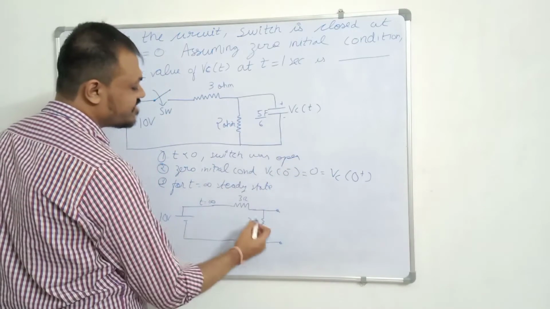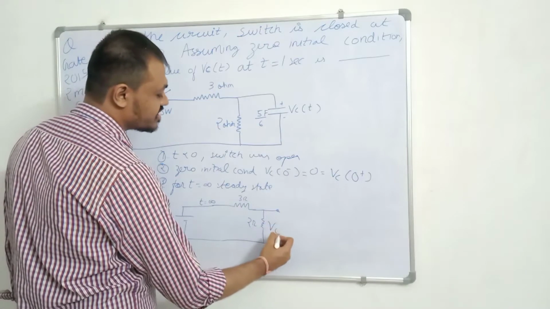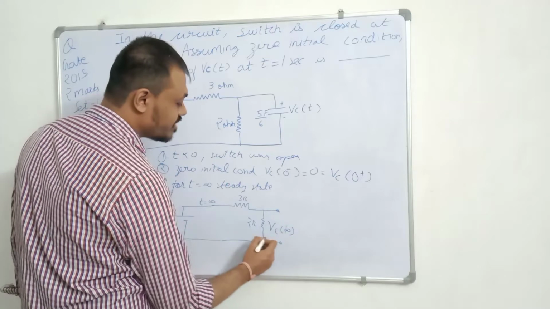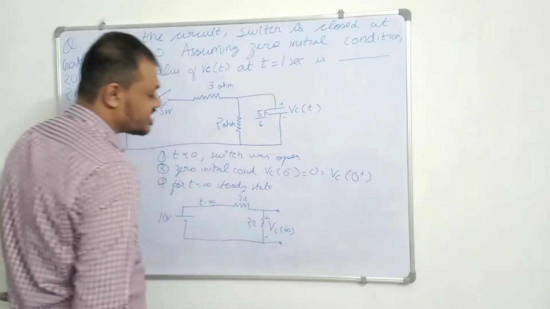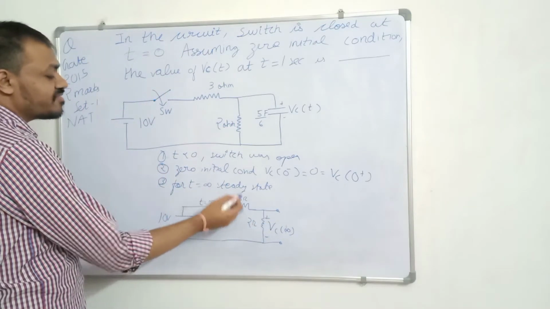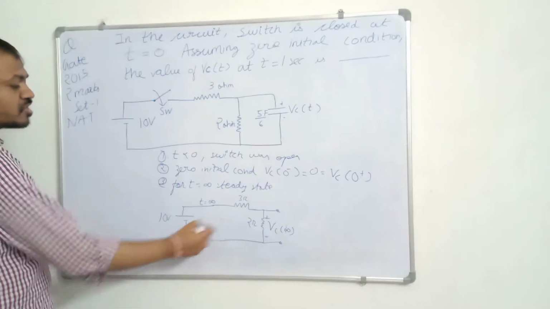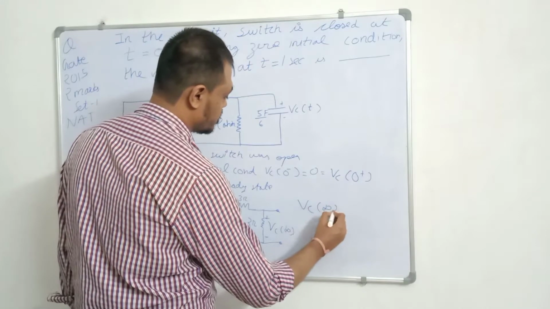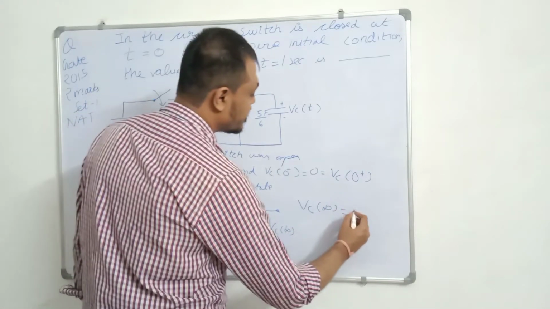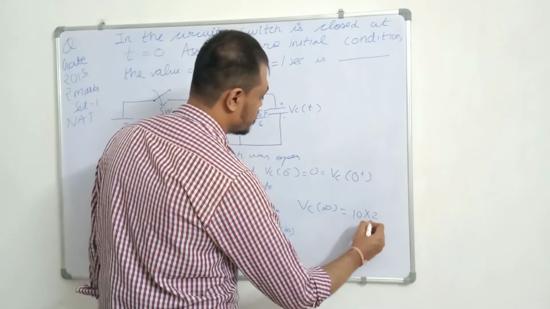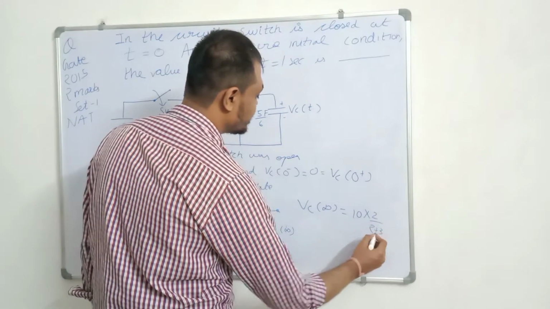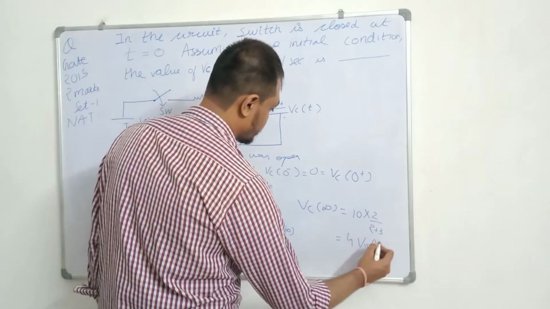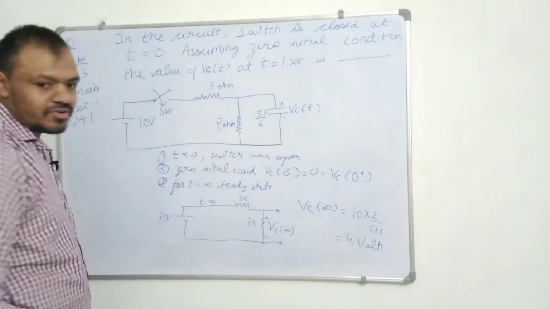So now Vc will appear across this 2 ohm resistor. So Vc(infinity) is equal to the voltage across this 2 ohm resistor, since t equal to infinity is the steady state. By the voltage division rule, Vc(infinity) is equal to 10 into 2 upon 2 plus 3, so this will be equal to 4 volts.